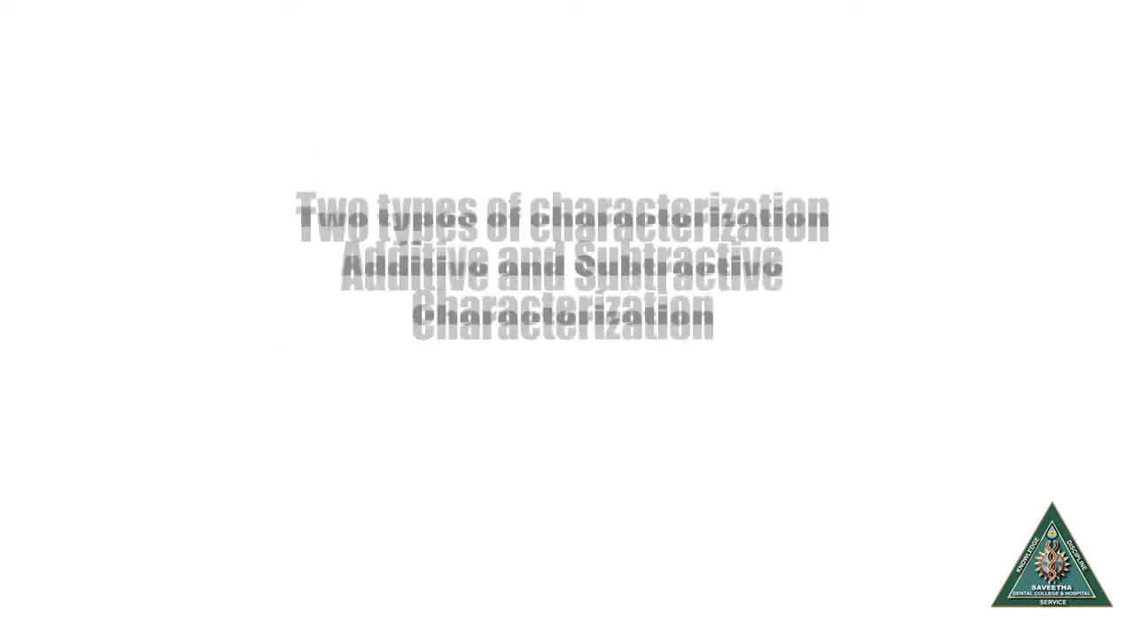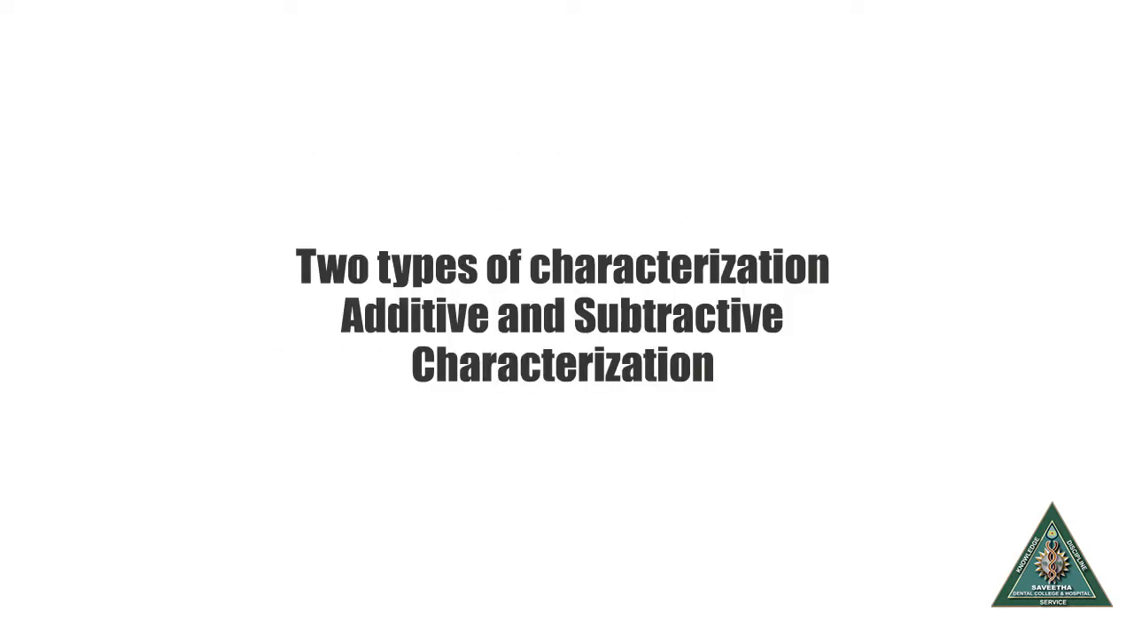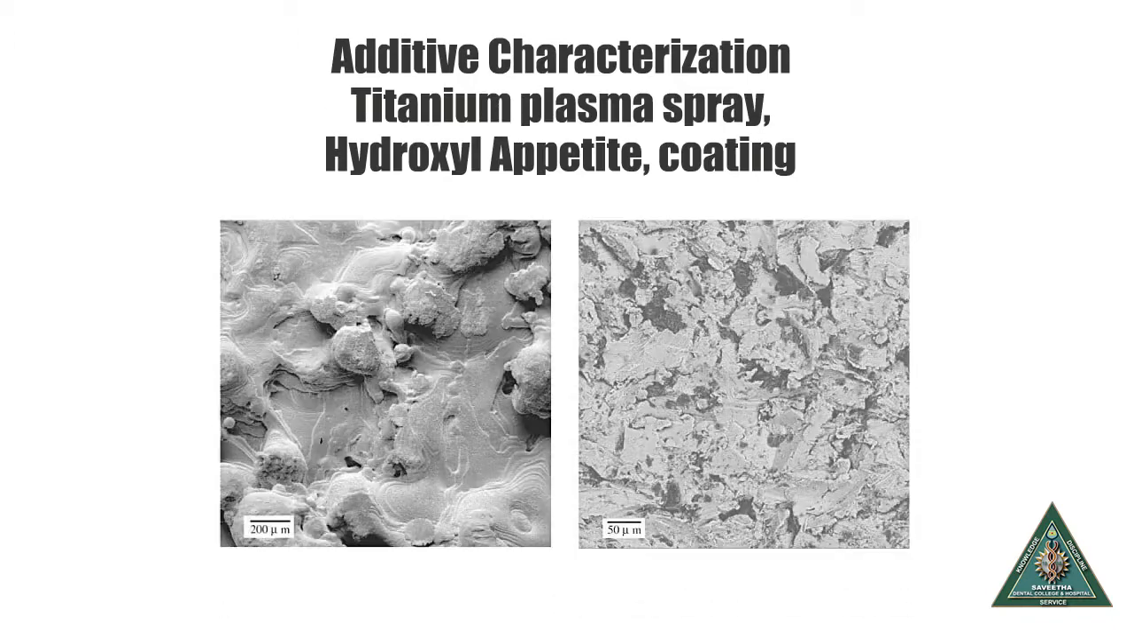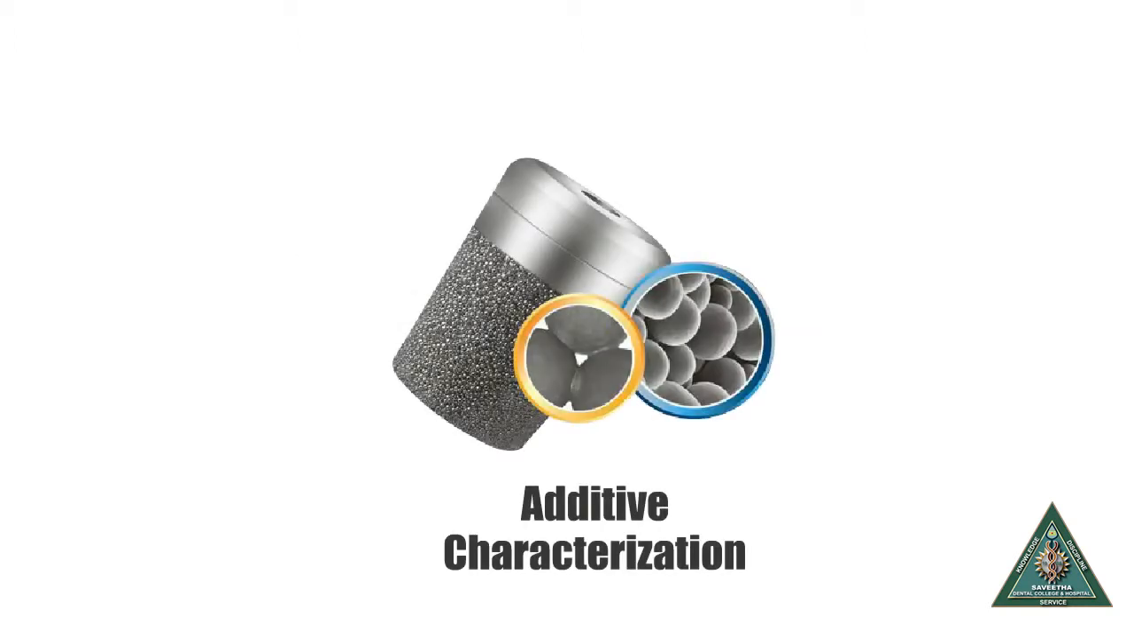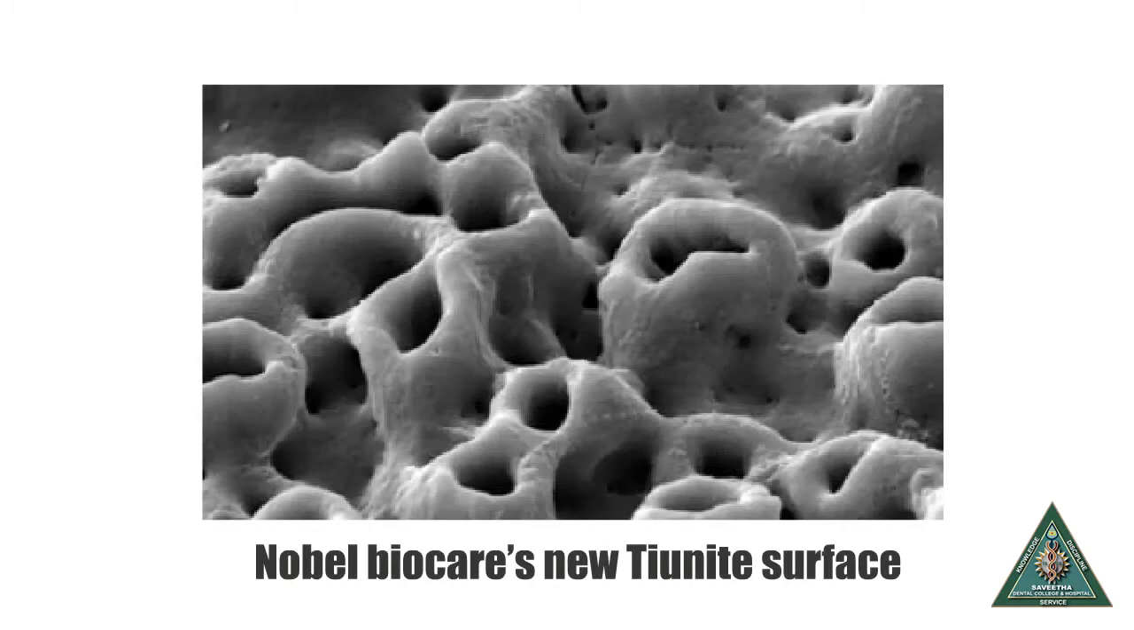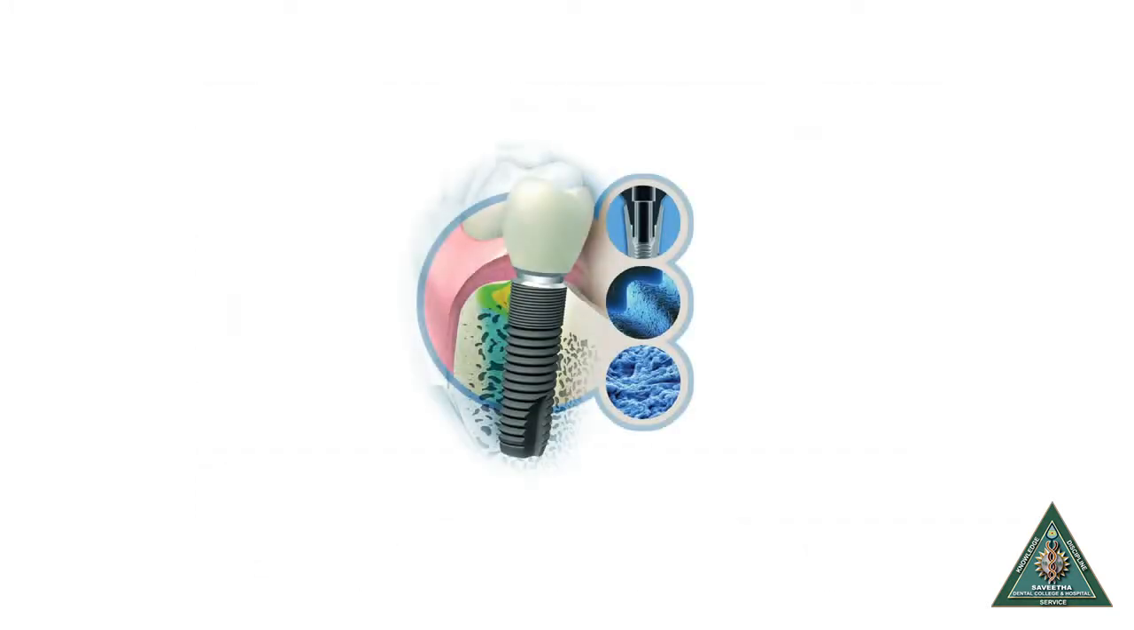There are two types of surface characterization, additive as well as subtractive. The additive characterization is done by spraying titanium plasma spray or hydroxyapatite coating. The subtractive characterization is done through acid etching with hydrofluoric acid, nitric acid or sulfuric acid. Additive characterization has been phased out of use due to increased chances of delamination of the coat. Nobel Biocare's new Thionide surface uses a patented procedure that many believe is a combination of anodization and subtractive characterization. Subtractive characterization is used predominantly as it is cheaper and easier to perform.